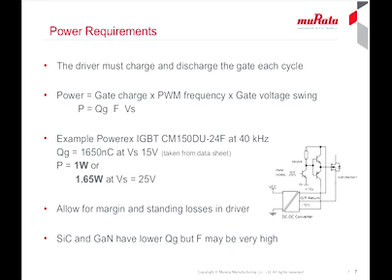Looking at an example, an IGBT from PowerX type CM150DU with a gate charge specified of 1650 nanocoulombs at 15 volts, switched at 40 kHz, would need 1 watt from the DC-DC converter. With an actual gate voltage swing of 25 volts, plus 20 volts for turn on, and minus 5 volts for turn off, power need will be 1.65 watts.